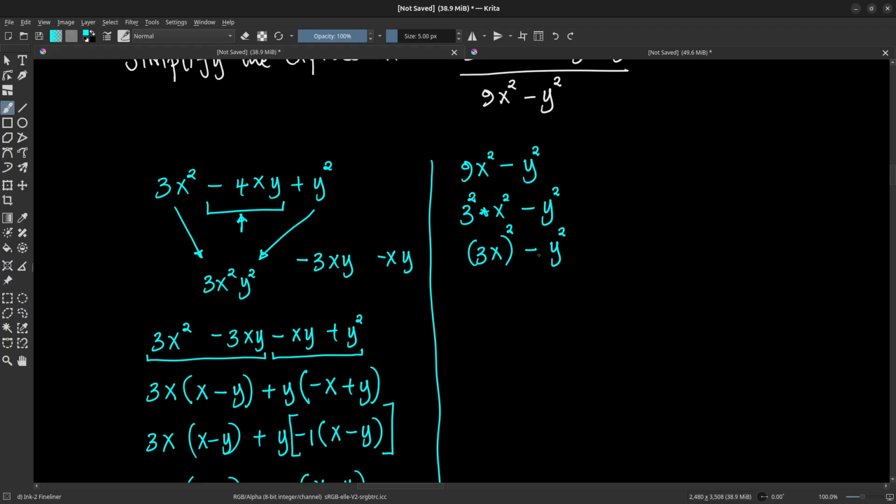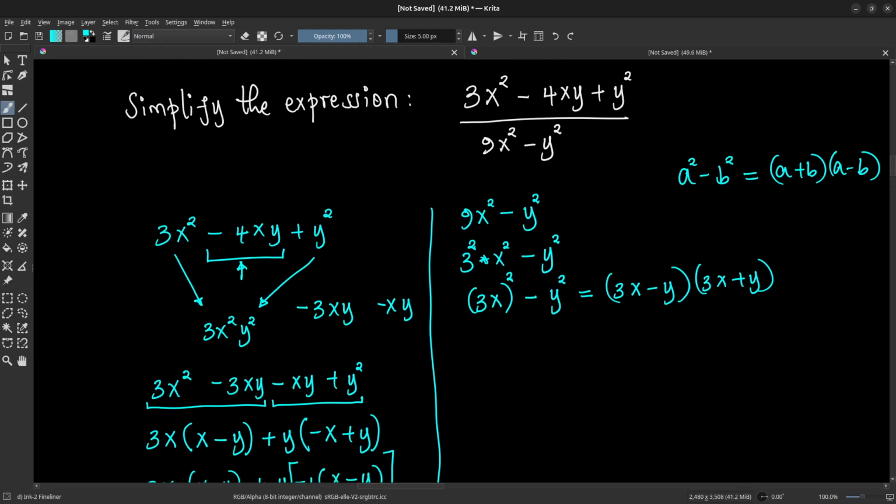When you have a difference of two squares, for example, let's say you had a² − b², this is the same as (a + b)(a − b). So we apply the same principle. In this case, (3x)² − y² is the same as (3x − y) times (3x + y). So this is the simplification of the denominator.